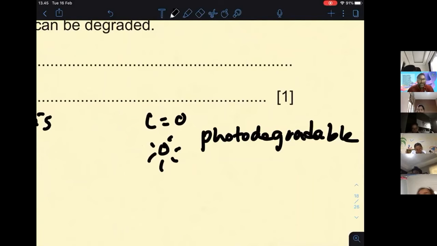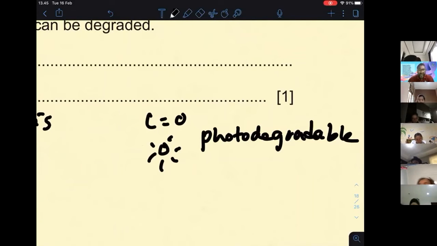So this photodegradable is especially whenever you have a polymer that has the carbonyl group, because most of the time the polymer will have this group. And whenever you have C double bond O and there is UV light, this UV light will make that bond between C double bond O become weaker, and they are going to break, and this will make them biodegradable.